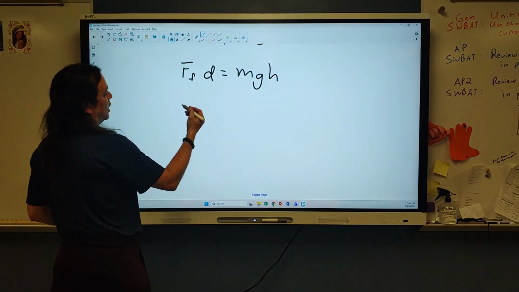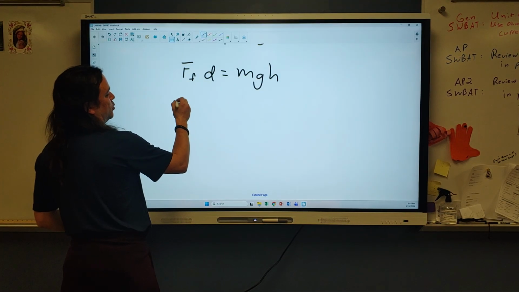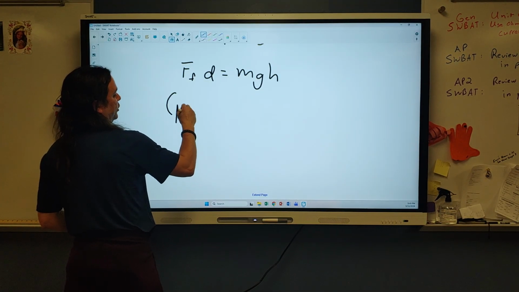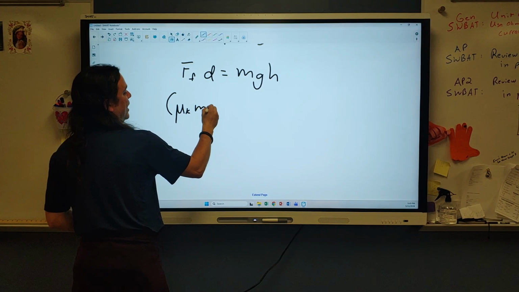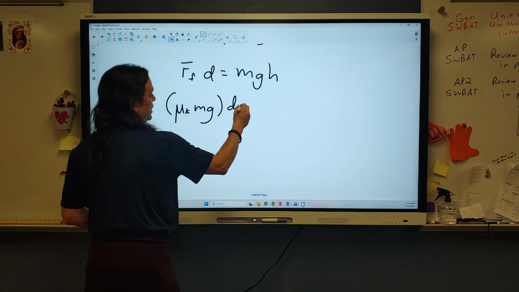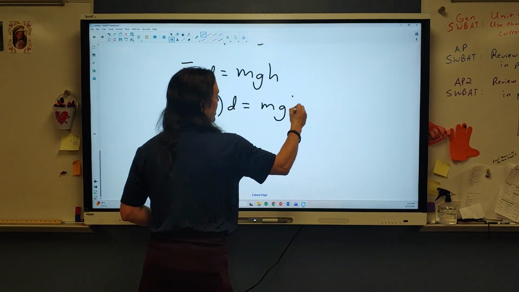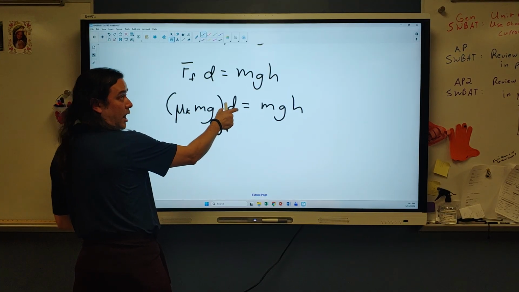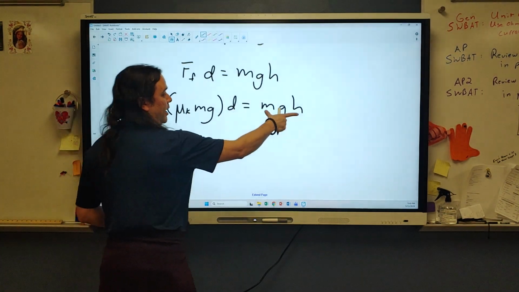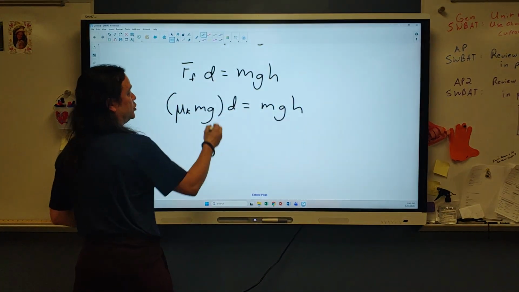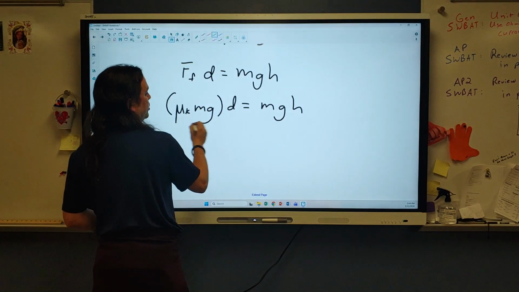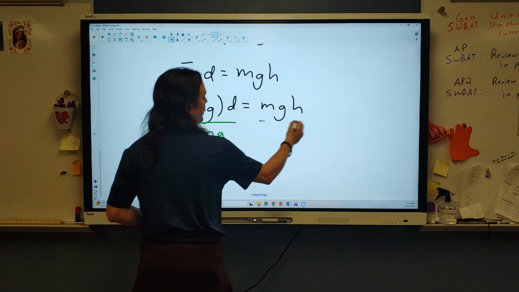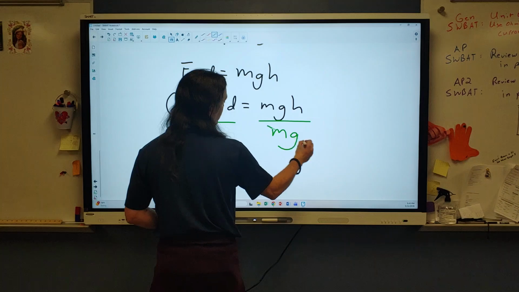In this case, unknown mass still applies because I can replace the force of friction with its equation, mu sub k, mg d equals mgh. Here's my force of friction times the displacement that it's applied over, and that will be equal to the total energy that I started off with. I can divide both sides by mg. That's what gets rid of my mass. It also gets rid of g.